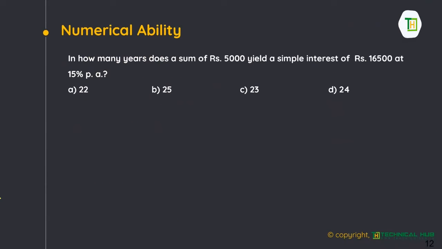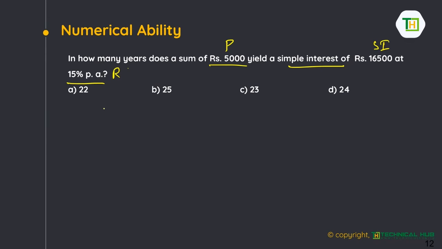Next question. In how many years does a sum of 5,000 yield a simple interest of 16,500 at 15 percent per annum? It means this is the principal amount, and the rate of interest is 15 percent per annum. We need to calculate the time period.